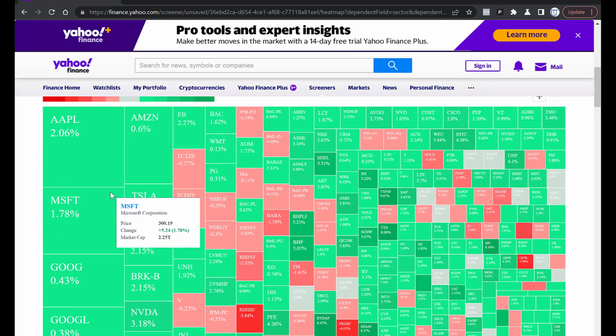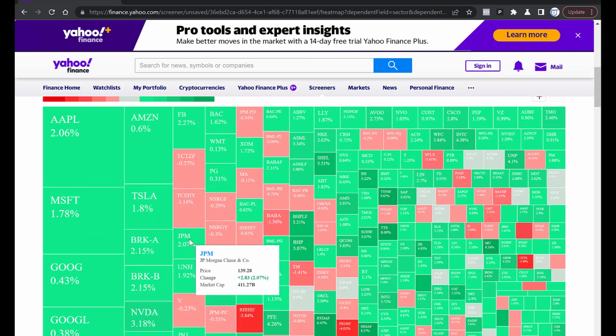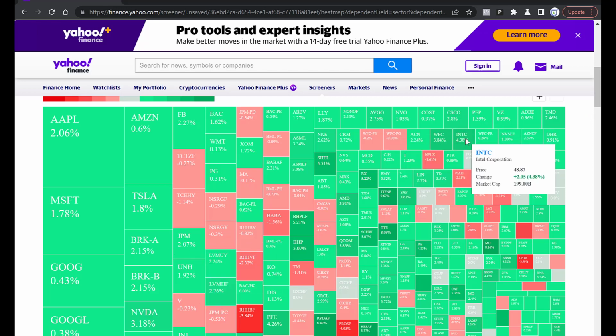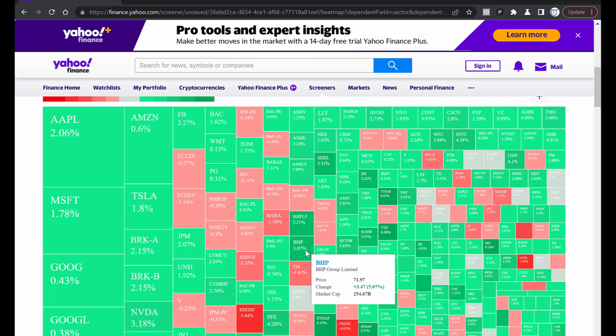But I could easily look at this and say, well, number one, I know the market was clearly up. There's more green than red. Apple was up pretty big today. I can see that Berkshire Hathaway had a good day. JP Morgan had a good day. And the darker green shows an even better number. So even though this is a smaller company in comparison, Intel, INTC, is up 4.37%. Wells Fargo is up, BX is up, AMD is up, and then whatever BHP is, I don't know that company, but they were up pretty big today.